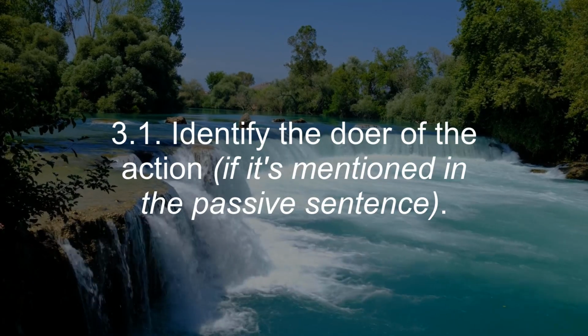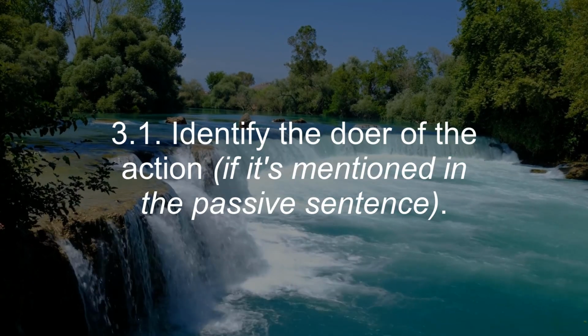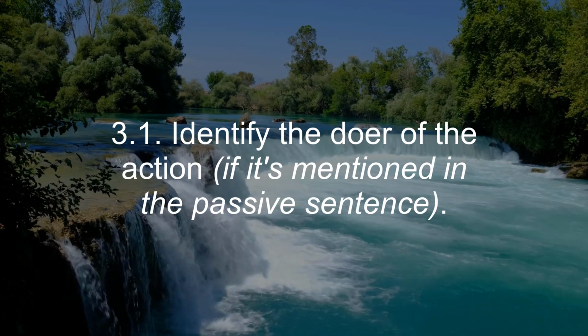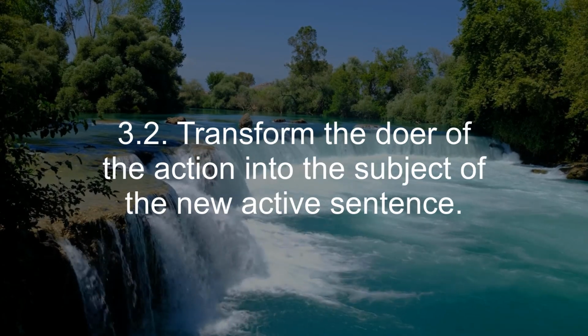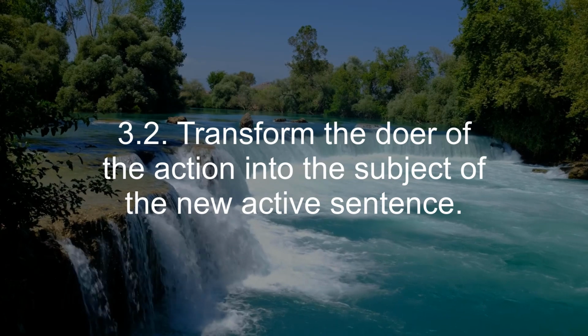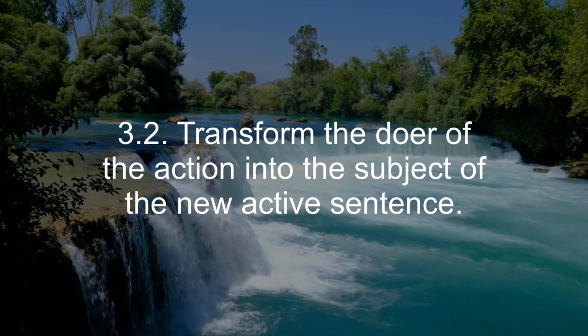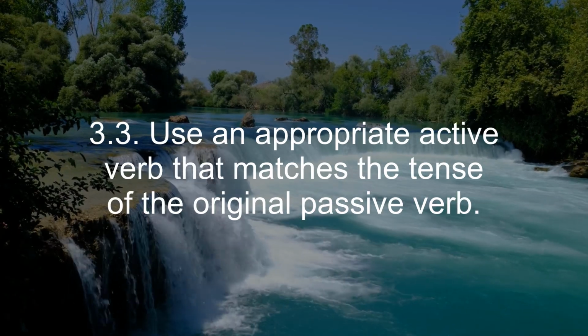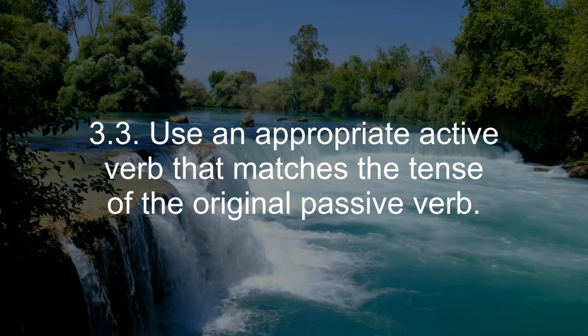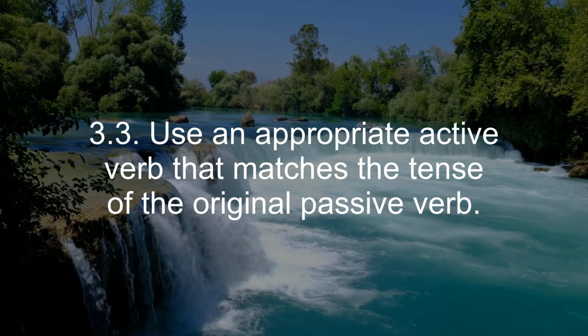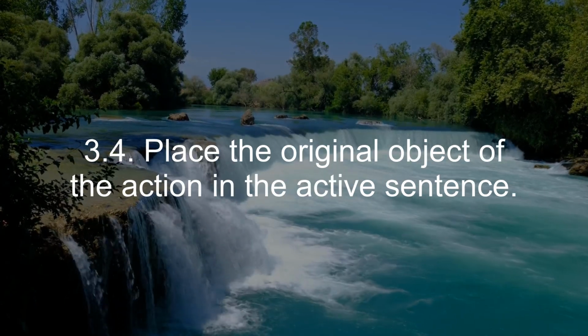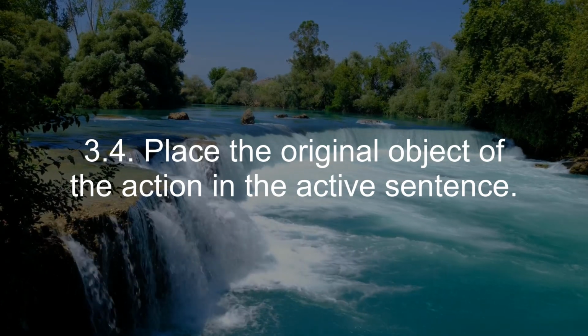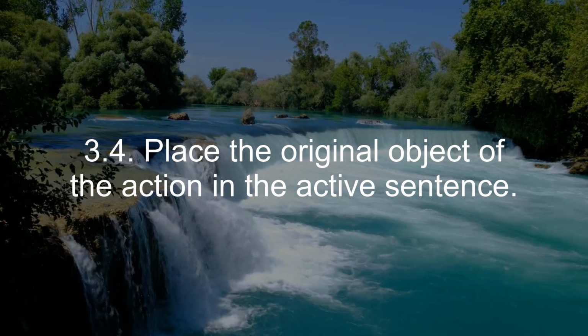3.1. Identify the doer of the action, if it's mentioned in the passive sentence. 3.2. Transform the doer of the action into the subject of the new active sentence. 3.3. Use an appropriate active verb that matches the tense of the original passive verb. 3.4. Place the original object of the action in the active sentence.